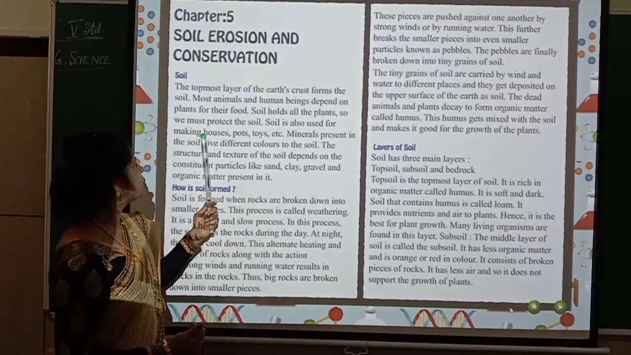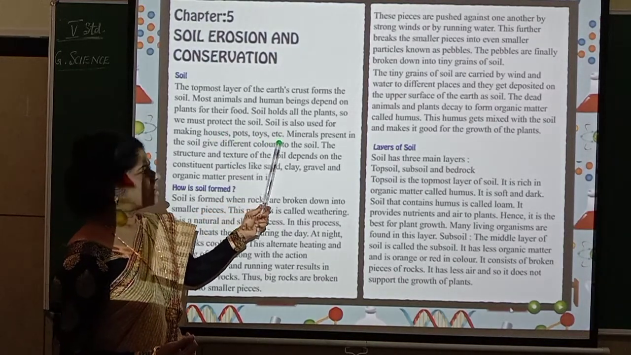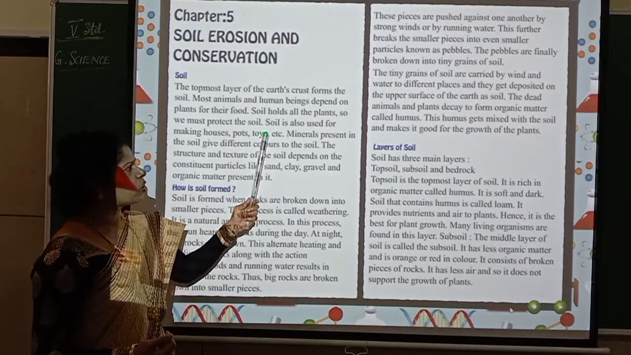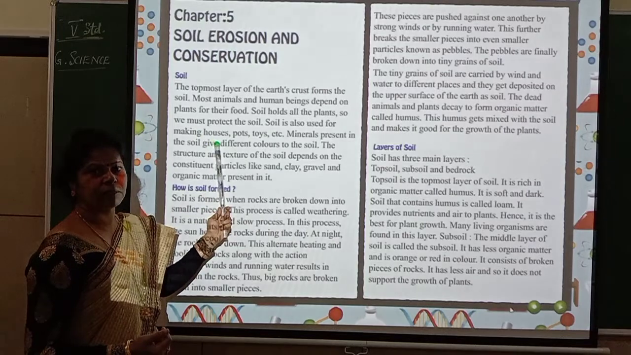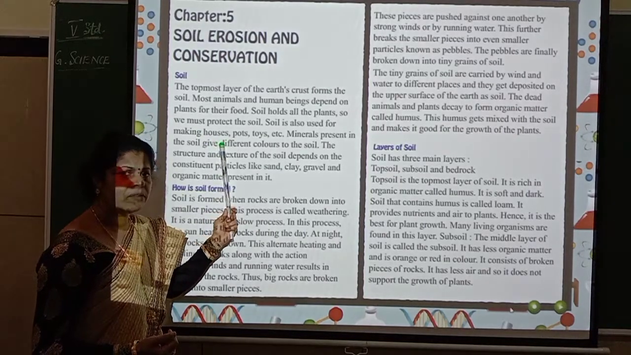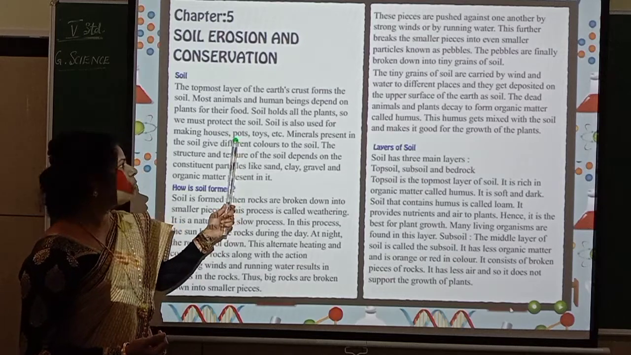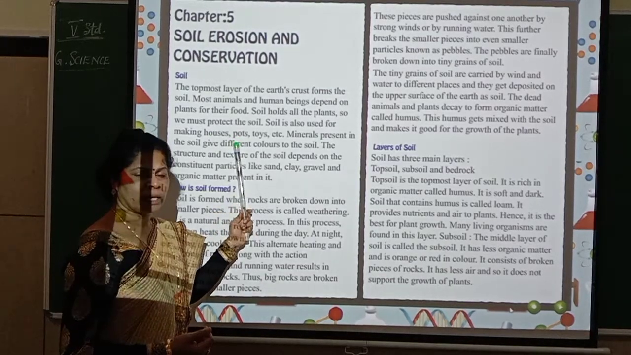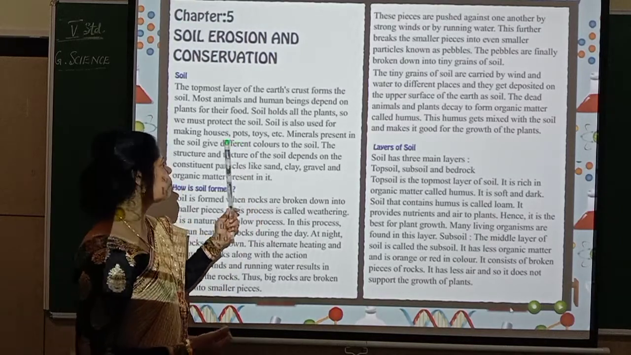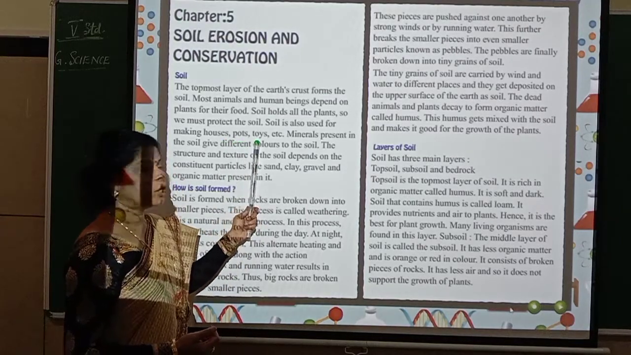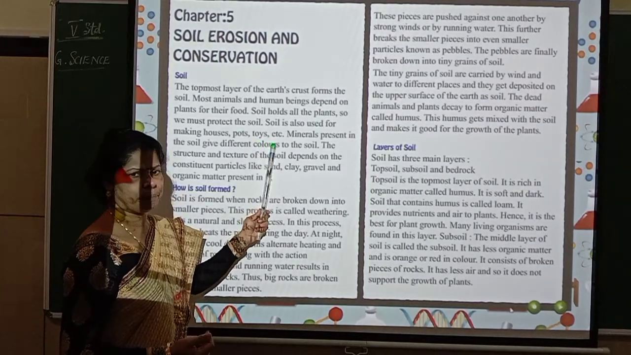Soil is also used for making houses, pots, toys, etc. So for all purposes we use soil. Soil is used for making houses, isn't it? We construct houses with the help of soil. Then pots, we make pots, earthen pots, isn't it? Mandina madike. So for making pots, toys, to make play items, etc.